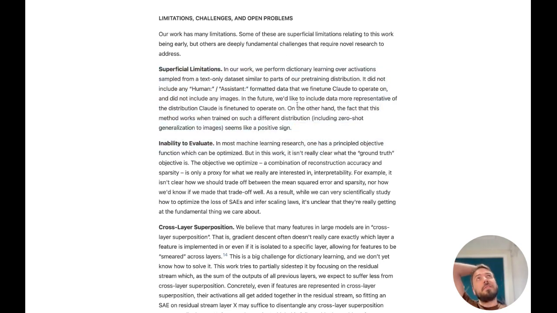Because I guess if they trained only on images, that means they must have some way of putting images in the same embedding space as text. So they must be doing something like CLIP or something like that.